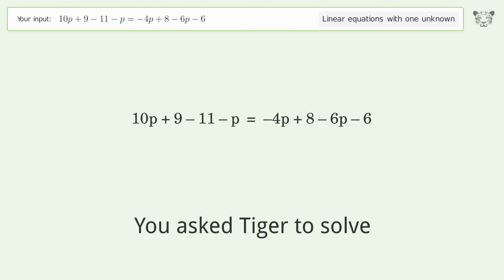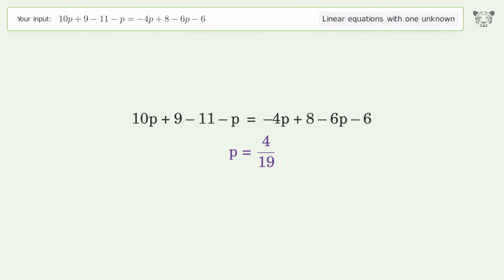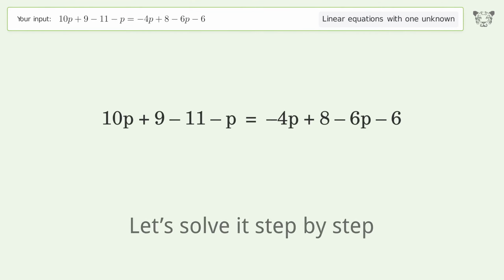You ask Tiger to solve. This deals with linear equations with one unknown. The final result is p equals 4/19. Let's solve it step by step.